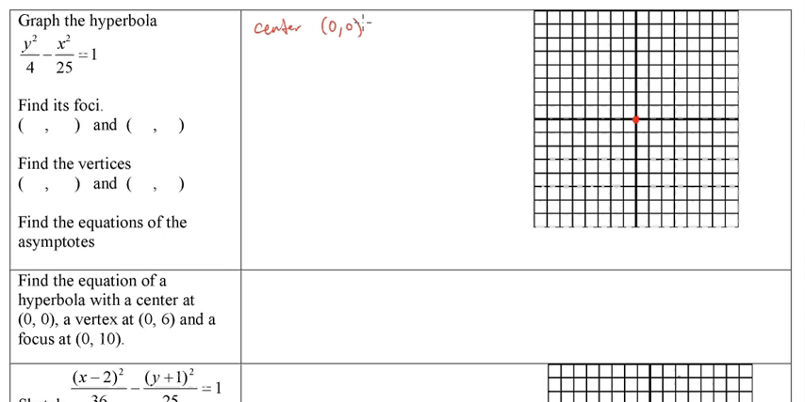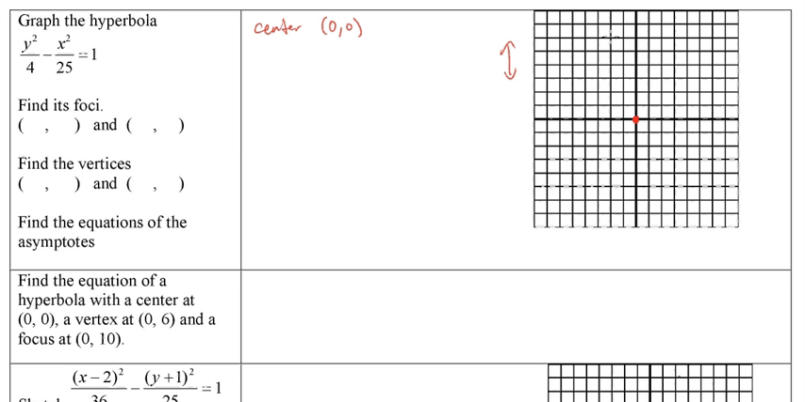And now hopefully you see this one's a little bit different than the last one we did. The last one was a positive x squared, and this time y squared is the positive term. And so this is going to be opening up and down. It's going to be opening along the y-axis.